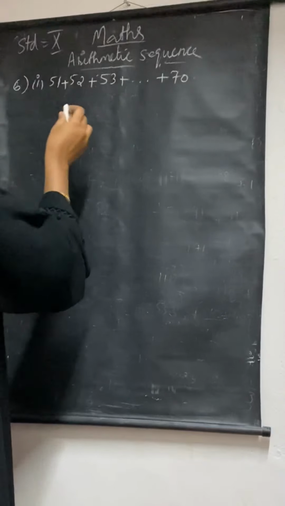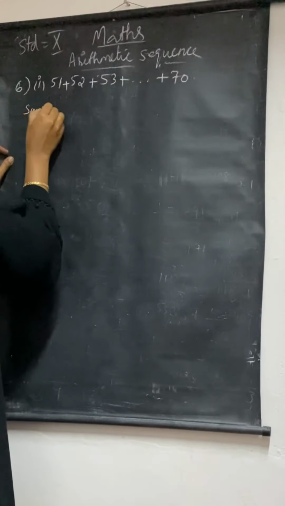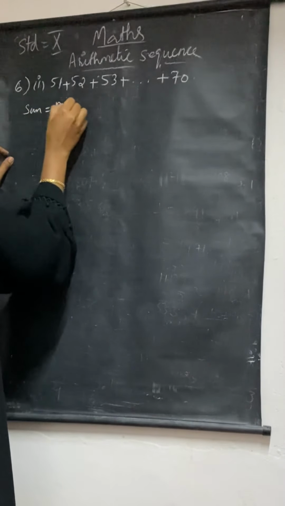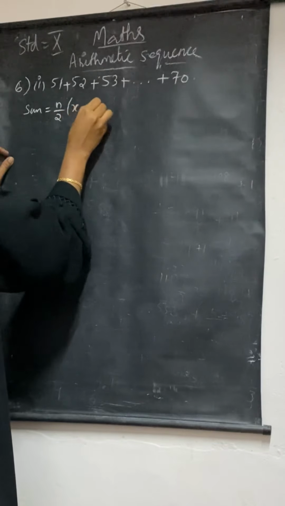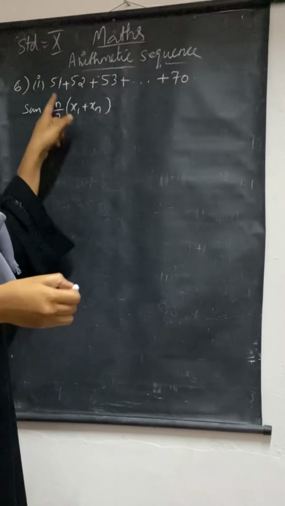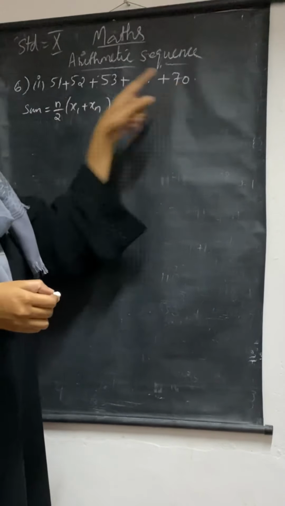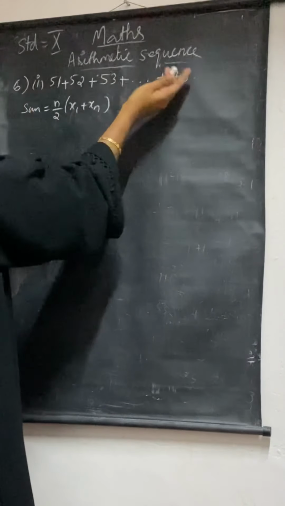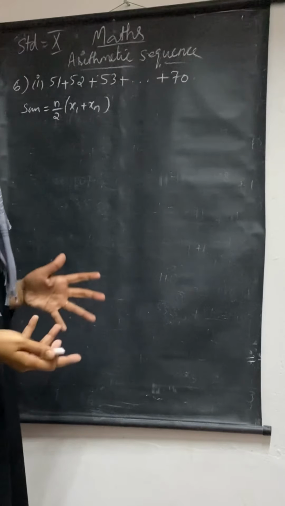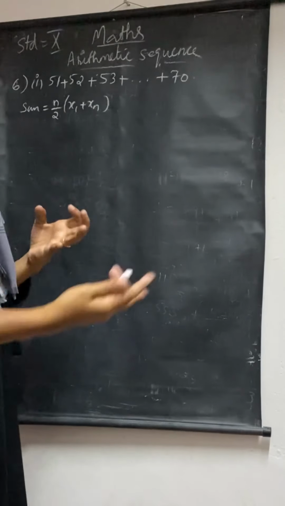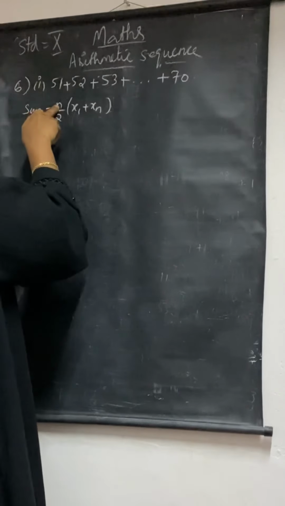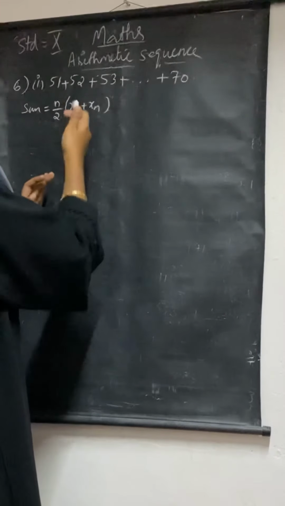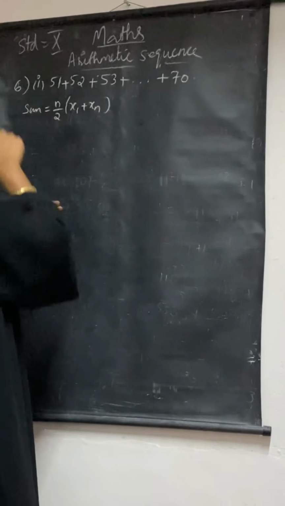What is the sum formula? Sum is equal to n by 2 into x1 plus xn. Here x1 is the first term, xn is the last term, and n is the number of terms. 51 to 70, how much do you have to count? If it is a small number you can count it, that is the n. Otherwise, if it is larger, we just saw how we found n.